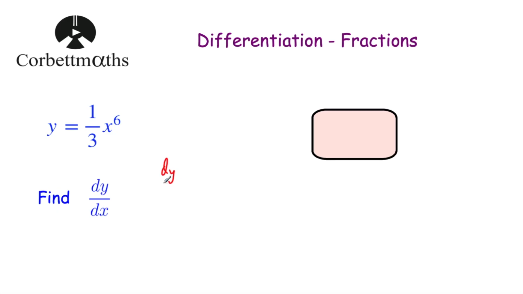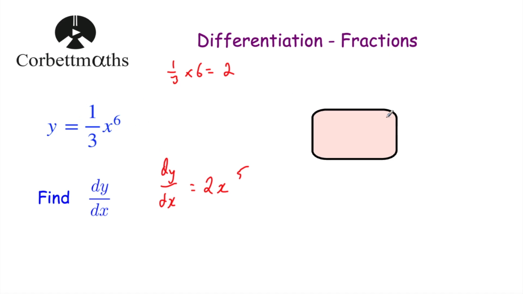So we get dy by dx is equal to, we would then bring down the power. So we would do a third multiplied by 6. Well, a third multiplied by 6 is equal to 2, because a third of 6 is 2. Then we've got x to the power of, and then we reduce the power by 1. So it was 6, you take away 1, you then get 5. So if y is equal to a third x to the power of 6, when we differentiate it, we get dy by dx is equal to 2x to the power 5.